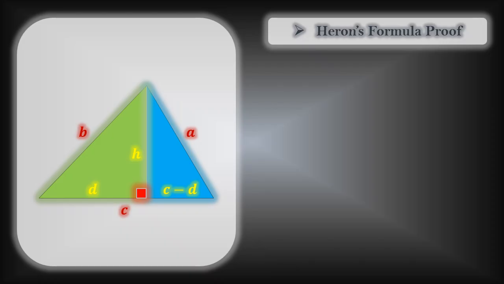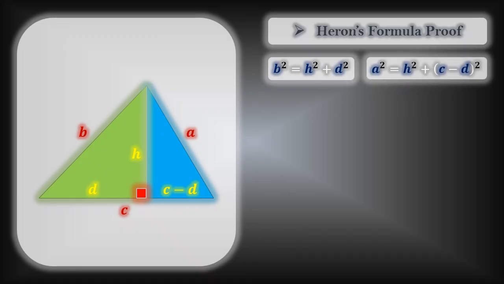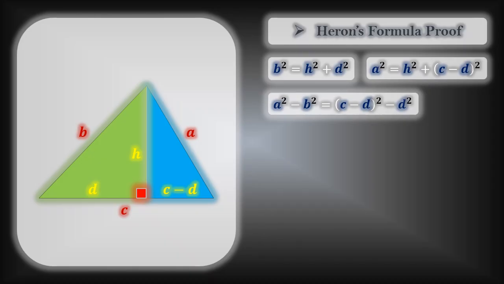c minus d. Applying the Pythagorean theorem to the green right triangle gives b squared is equal to h squared plus d squared. Applying the Pythagorean theorem to the blue right triangle gives a squared is equal to h squared plus (c minus d) squared. We now subtract the first equation from the second equation. This gives a squared minus b squared is equal to (c minus d) squared minus d squared.